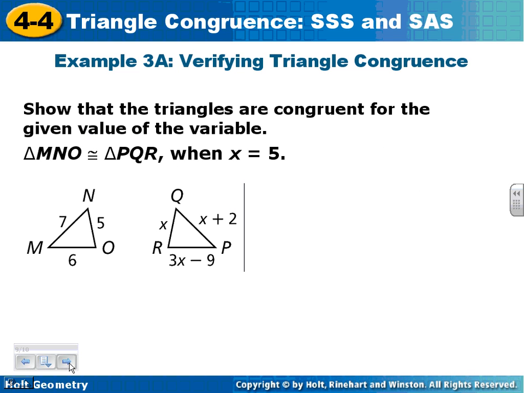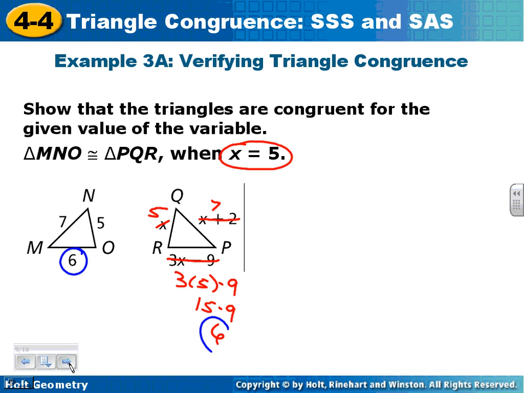Let's keep going. Two more here. Show that the triangles are congruent for the given value of the variable. I'm going to show these are congruent if x is 5. So if x is 5, this x plus 2 would be 5 plus 2, so that's 7. I'm going to mark that out. And then down here, this x would be a 5. And then 3x minus 9, that's 3 times 5 minus 9, or 15 minus 9, which is 6. So that's 6.